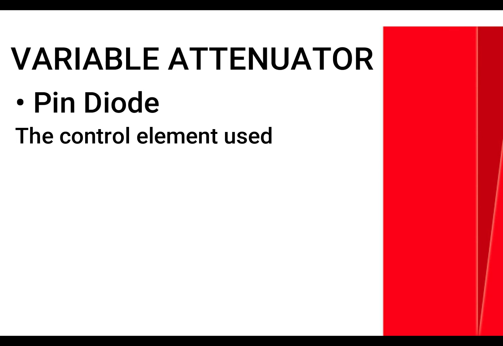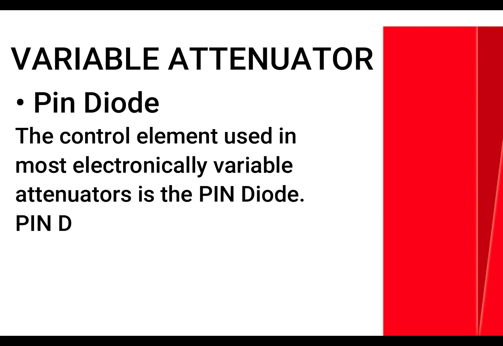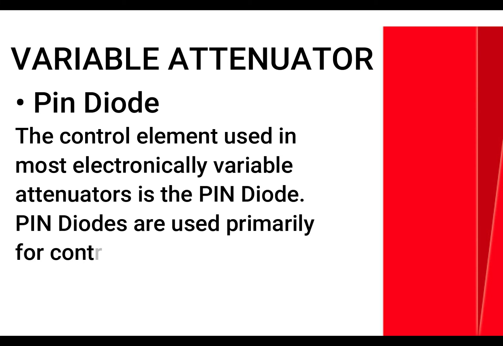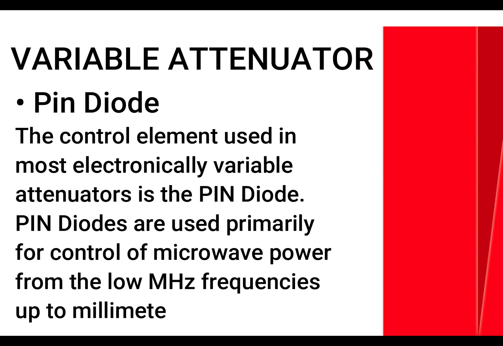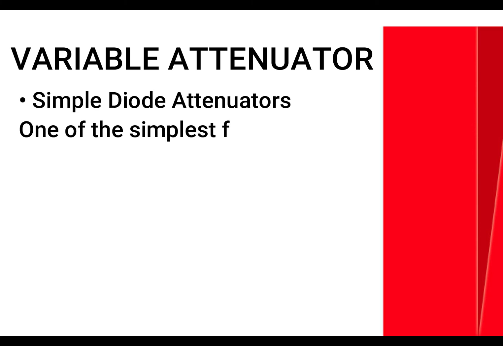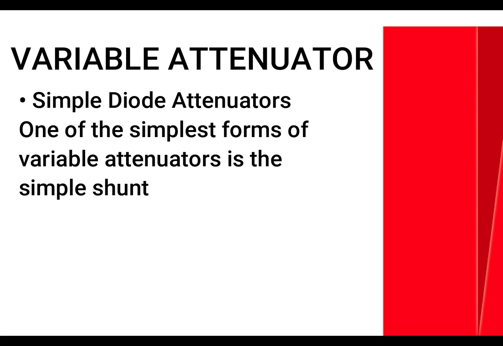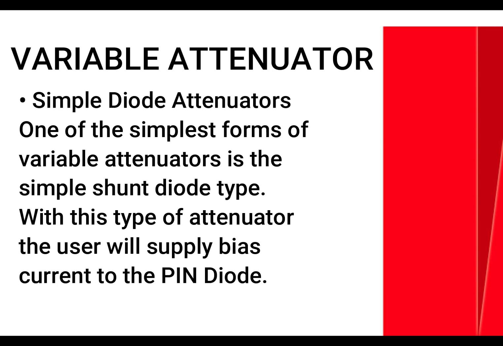Pin diode. The control element used in most electronically variable attenuators is the pin diode. Pin diodes are used primarily for control of microwave power from the low megahertz frequencies up to millimeter waves. One of the simplest forms of variable attenuators is the simple shunt diode type. With this type of attenuator, the user will supply bias current to the pin diode.